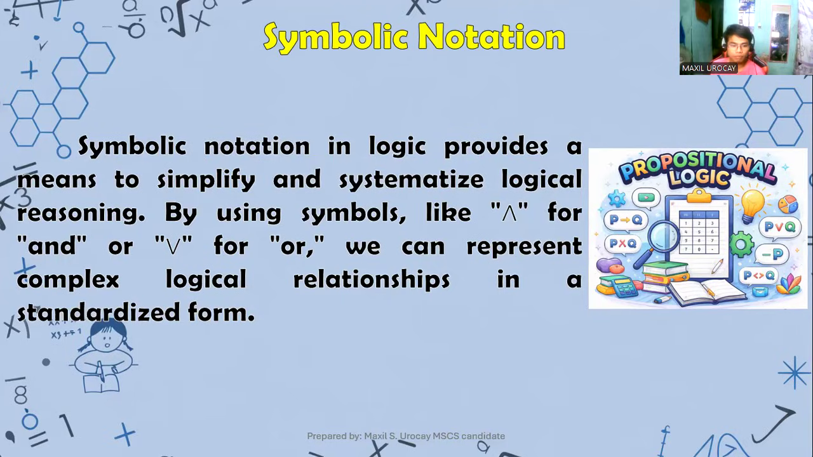This one. Okay, therefore, these are the symbols that we're using. This is for and, and this is for or. And we can represent complex logical relationships in a standardized form.